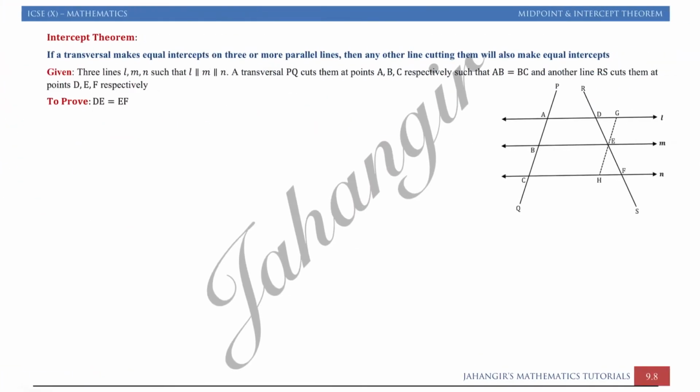Proof. Same thing. I have just written all the given part: three lines L, M, N such that L parallel to M parallel to N, a transversal PQ cuts them at points A, B, C respectively such that AB is equal to BC, and another line RS cuts them at points D, E, F. We have to prove that DE is equal to EF. So this is a very easy way to prove. So first, we have to draw a construction. Let us draw the construction.